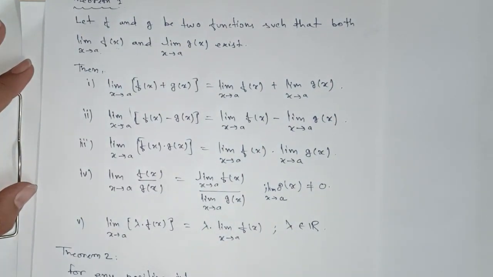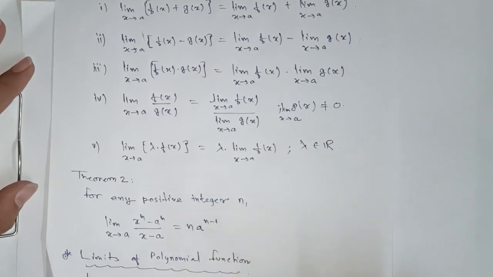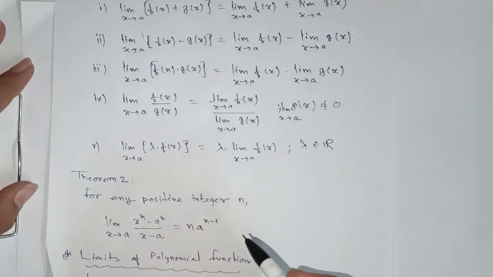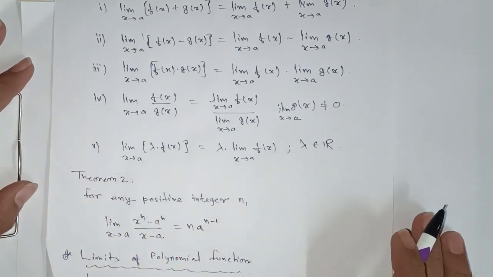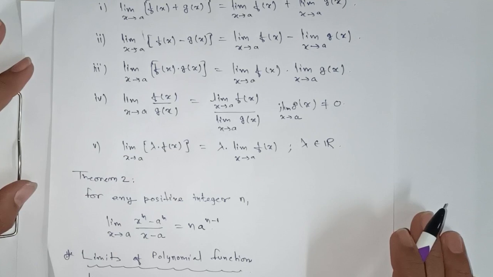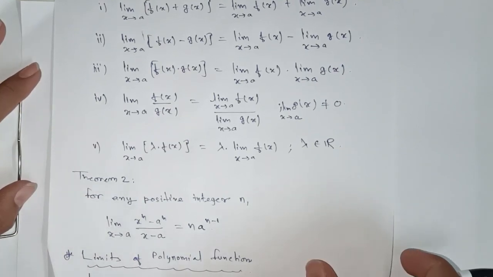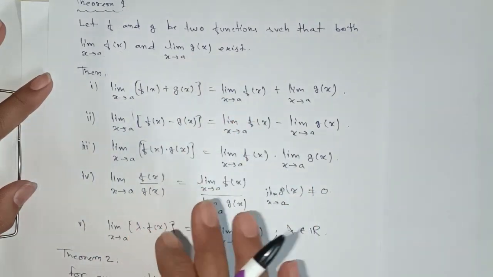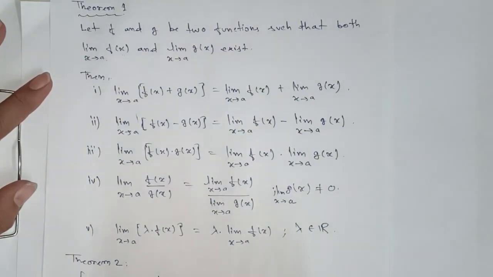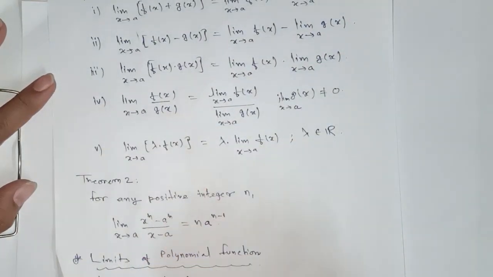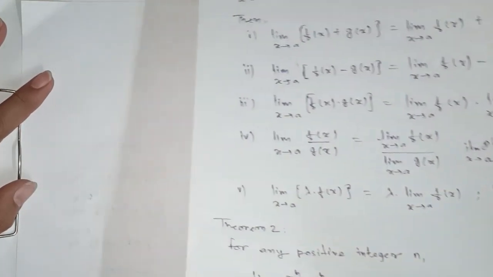And the second one is, for any positive integer n, that means n should be 1, 2, 3, any natural number, then this statement also holds: the limit of (x^n minus a^n) by (x minus a) as x tends to a equals n times a^(n minus 1). These theorems, the first we're going to see using examples, and this one we're going to prove logically. Let's see one by one.